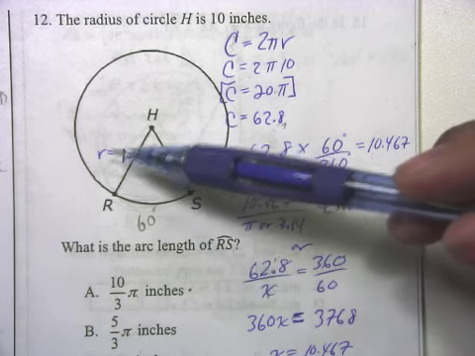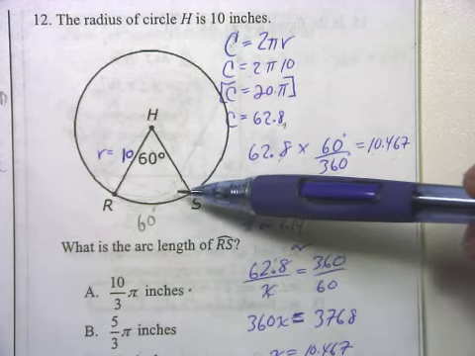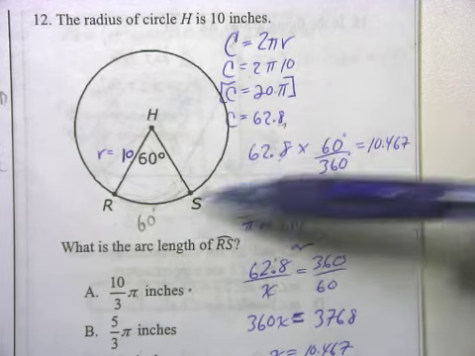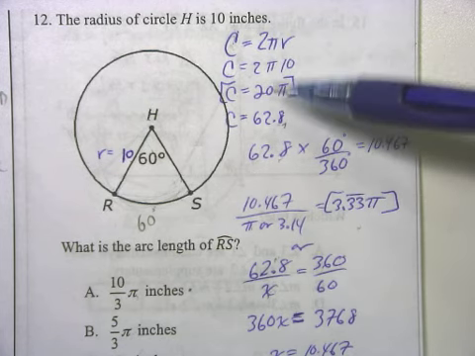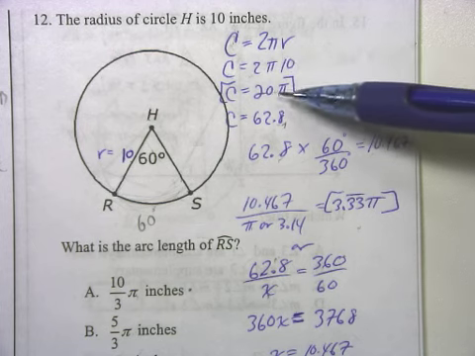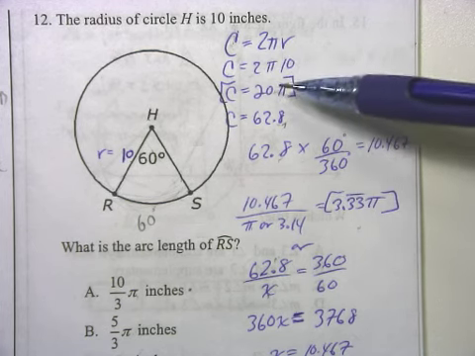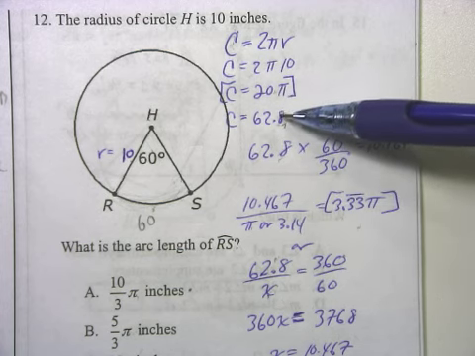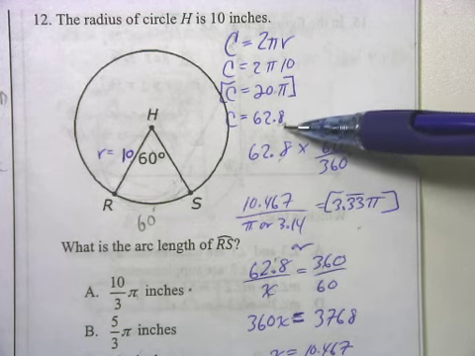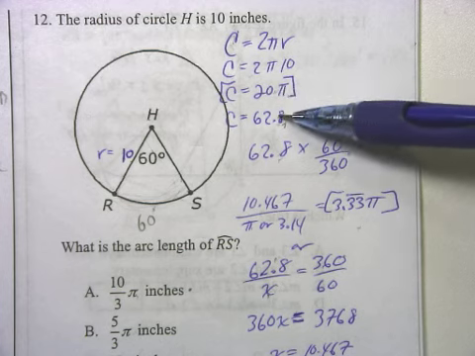Well, what I have here is a circle that has a radius of 10. And if I want to know how big this arc is, it's probably a good idea to know the circumference of the whole circle, right? That's probably a good idea. If you remember, the circumference of a circle is 2 pi r, which is 2 times pi times 10, which is 20 pi. So my circumference is 20 pi. Notice here's my circumference in terms of pi, right? And if I keep going, it comes out to be 62.8 inches. So my circumference is 20 pi or 62.8.